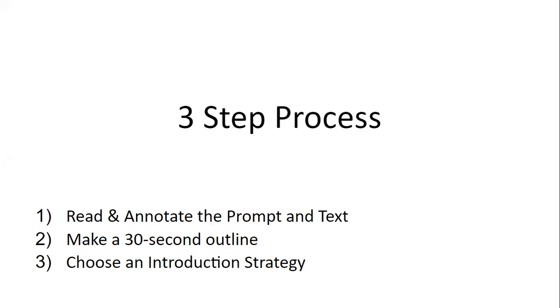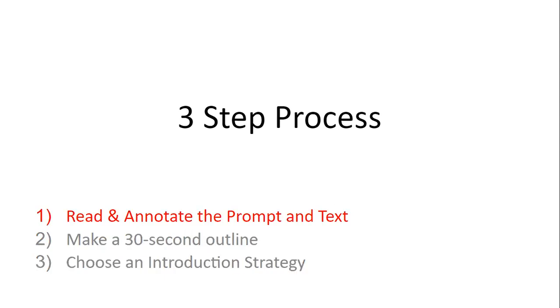Those numbers correspond to the three-step process that we have been talking about since September. So if you have a 1 on your paper, it means we need to take a closer look at how we are reading and annotating the prompt and text. A 2 means we need to take a look at the outline that you created or didn't create. And 3, we need to look and re-examine your introduction strategy.